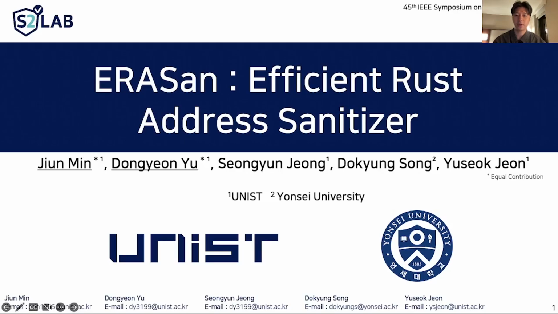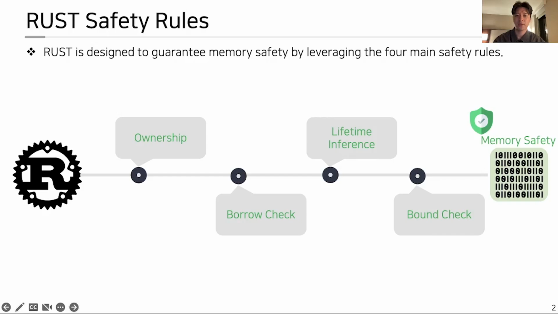Today I'm gonna talk about our work, Efficient Rust Address Sanitizer. Rust is a programming language that guarantees memory safety by leveraging strict safety rules, which are ownership, borrow checking, lifetime inference, and bound checking. Thanks to these memory safety features, Rust has gained popularity in major operating systems such as Linux, Android, and Windows.